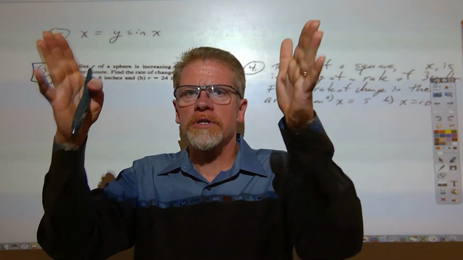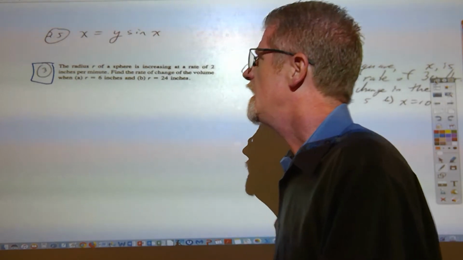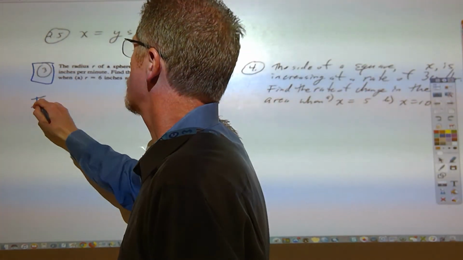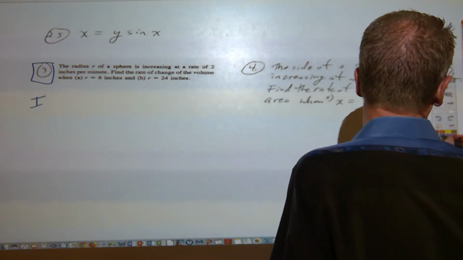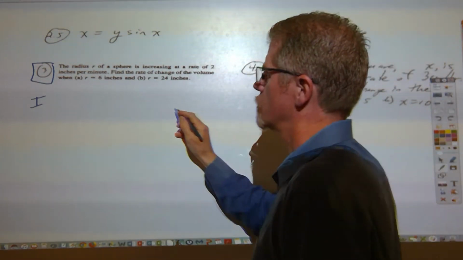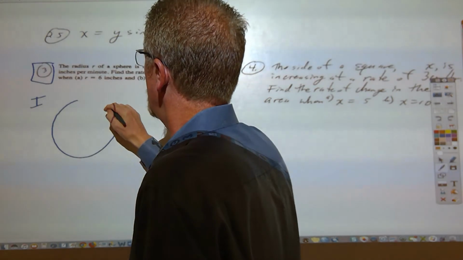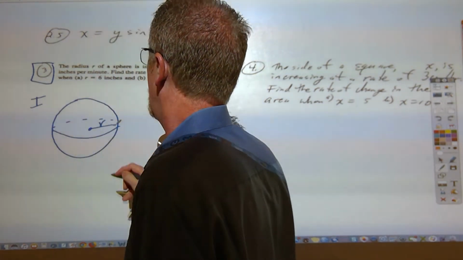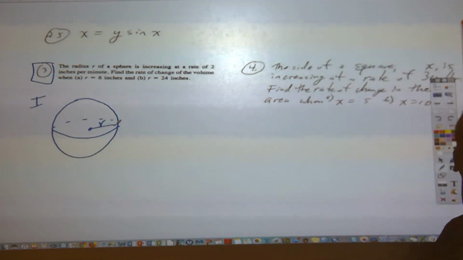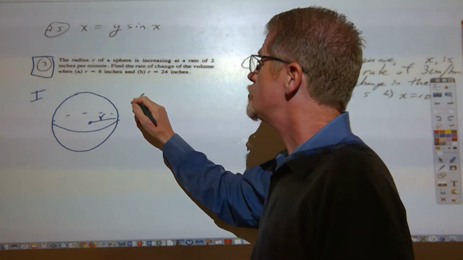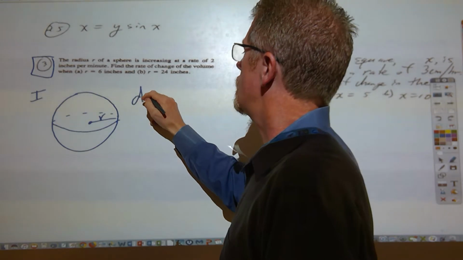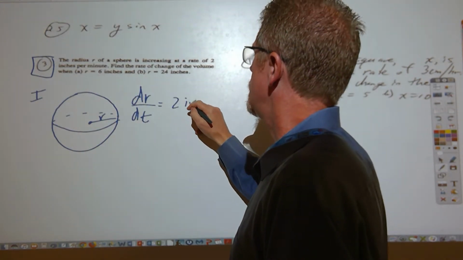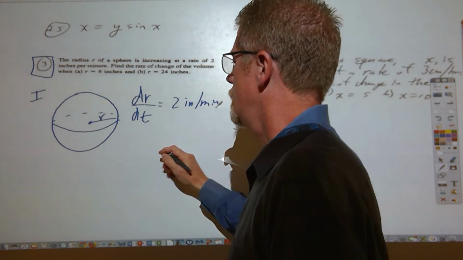Here's a structure that will help you cut through the confusion. It's a Roman numeral structure. Let's all do it together. In Roman numeral 1, you just draw a diagram of the situation. You draw it out. So in Roman numeral 1, draw a representation of a sphere with radius r. Also in Roman numeral 1, record the given derivative, which is dr dt, is 2 inches per minute.